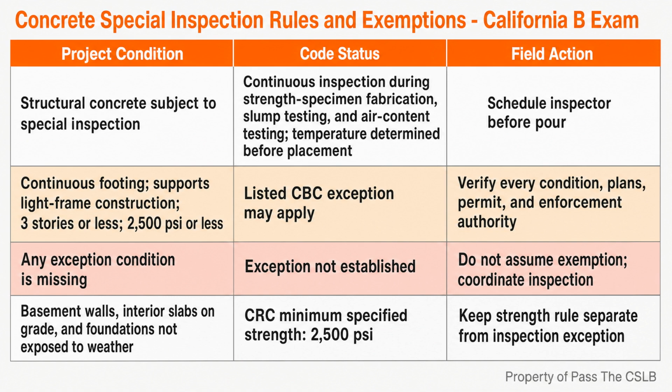The California Residential Code also lists 2,500 pounds per square inch as the minimum specified compressive strength for basement walls, interior slabs on grade, and foundations not exposed to weather. Conditions exposed to weather can have different requirements. I keep the condition attached to the number so the number does not become misleading.